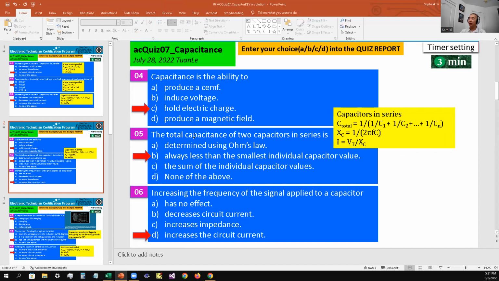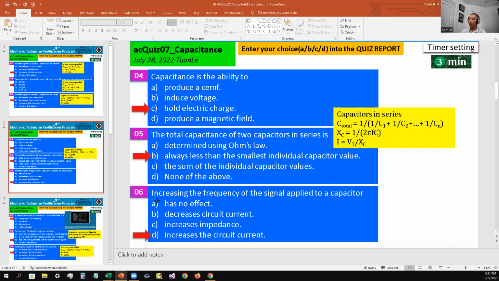Number 5, the total capacitance of 2 capacitors in series. If you add them in series, it's going to be decreasing in value, so it is always less than the smallest individual capacitor. Whichever one it is, it's going to be smaller than the smallest one. So the answer is B as in boy for number 5.